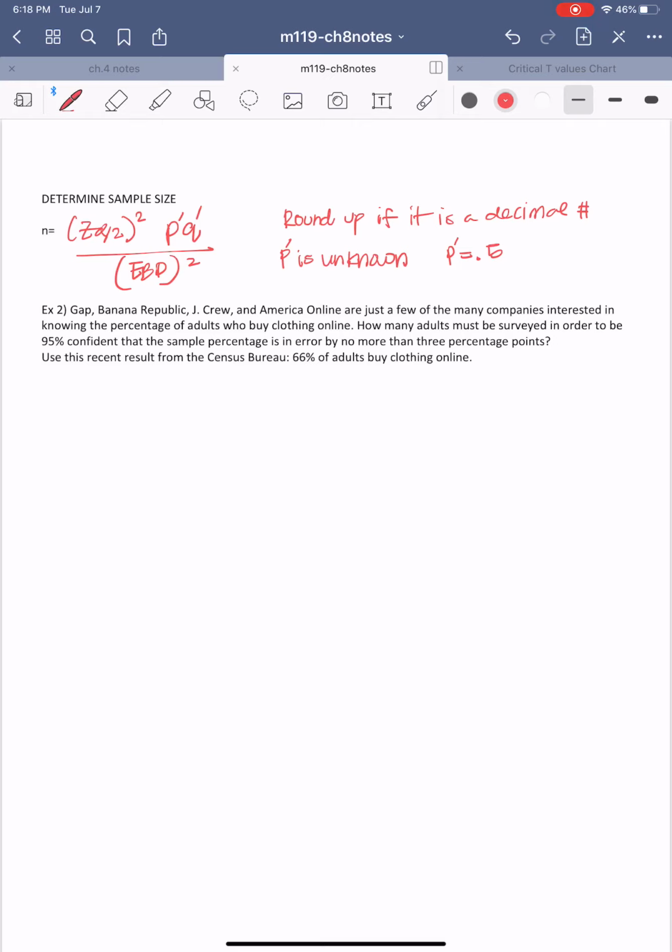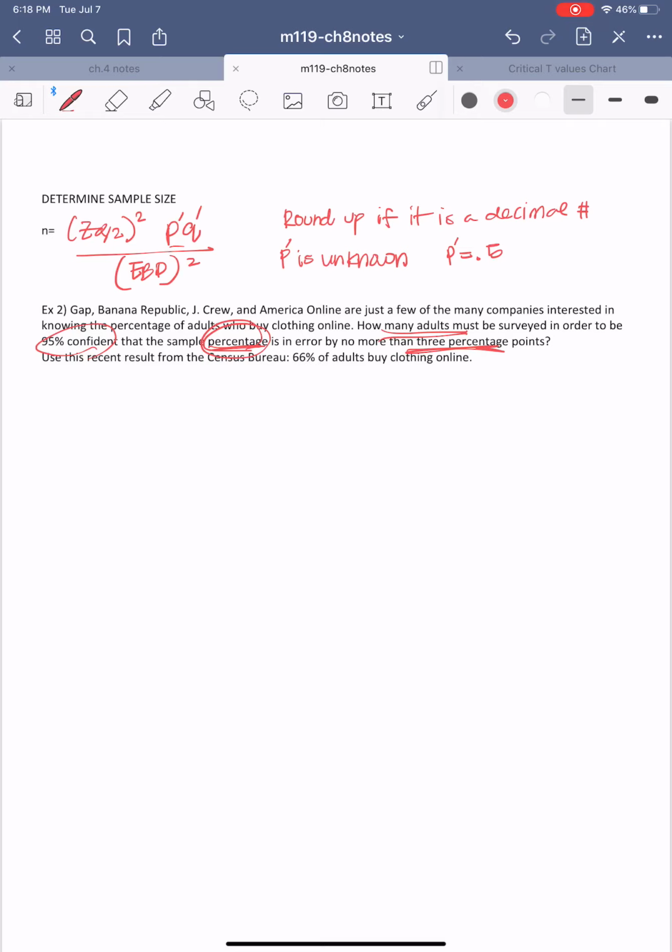Gap, Banana Republic, J.Crew, and American Online are just a few of many companies interested in knowing the percentage of adults who buy clothing online. How many adults, so that's calculating the sample size, in order to be 95% confident that the sample percentage, you see the word percentage, that's dealing with the p, proportion, is in error by no more than 3%. Use the result from the Census Bureau, 66% of adults buy clothing online.